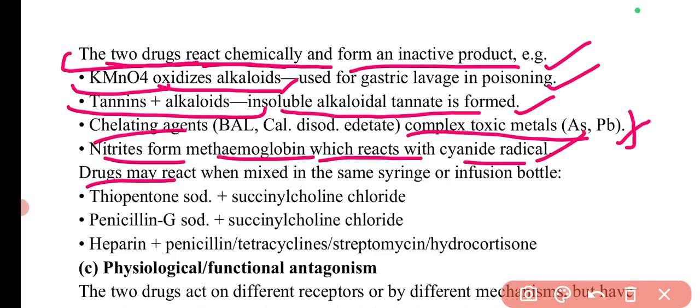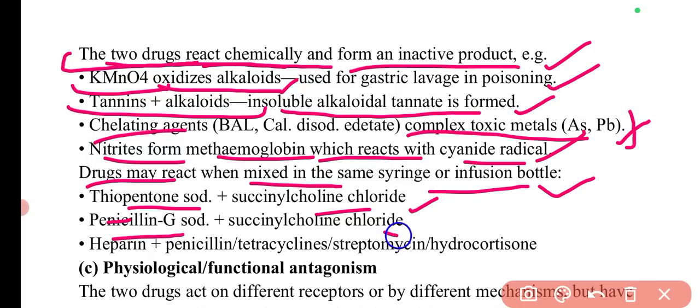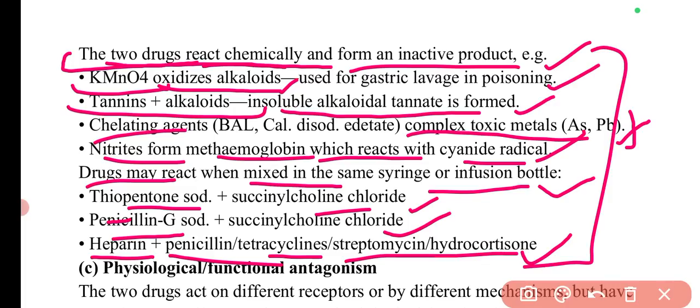Then drugs may react when mixed in the same syringe or infusion bottle. Means few drugs, while mixing they will produce some antagonistic effect. For example, thiopentone sodium and succinylcholine, penicillin G and succinylcholine chloride, then heparin in combination with penicillin or tetracycline or streptomycin or hydrocortisone. So these examples you can read again and you can remember these.